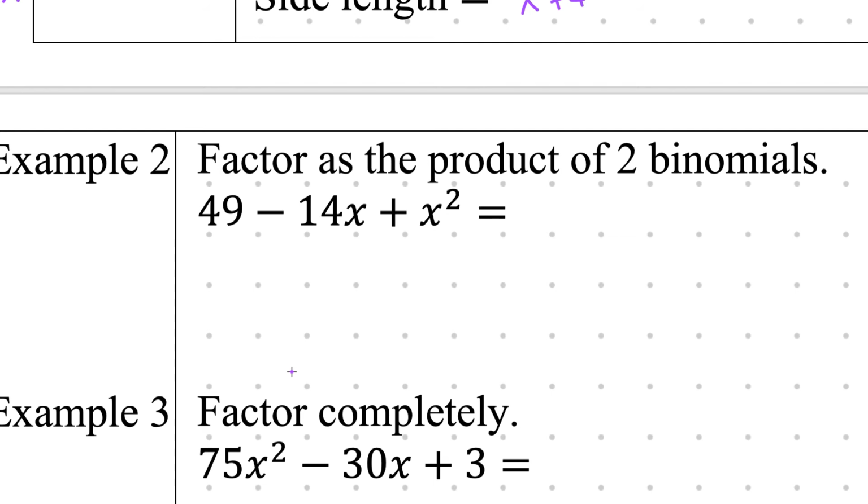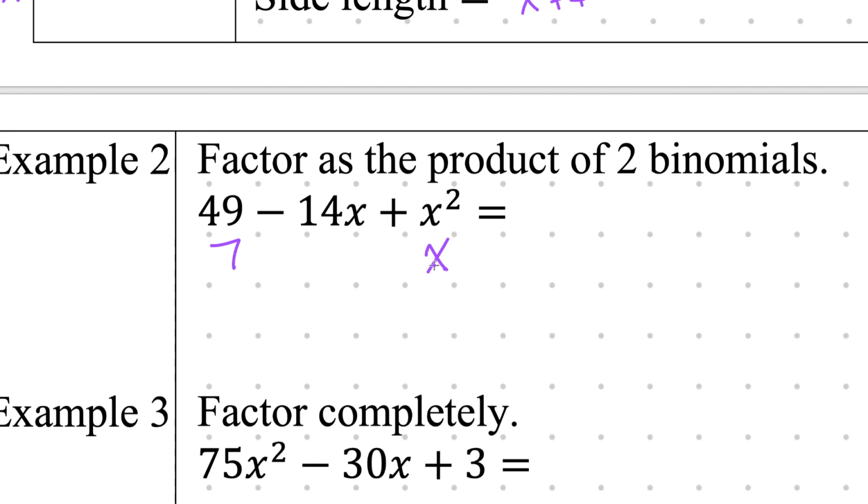Let's do the square root of the first term. Help me out. Square root of 49. Jose: 7. Square root of x squared. Josie: x. I'm going to multiply these two numbers together and then multiply by 2. 7 times x, 7x, times 2, 14x. Boom, it's a perfect square.